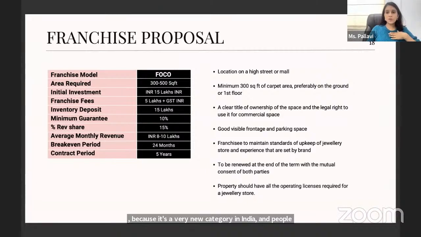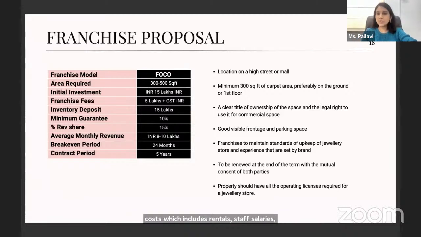So talking about the model a little bit, we do a small size store format, which is 300 to 500 square feet. It's a FOCO model. So company would be operating the store. Company will be bearing all the operational costs, which includes rental, staff salaries, maintenance, and marketing. So everything will be done by the brand.